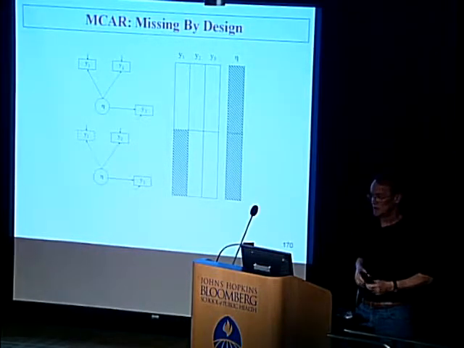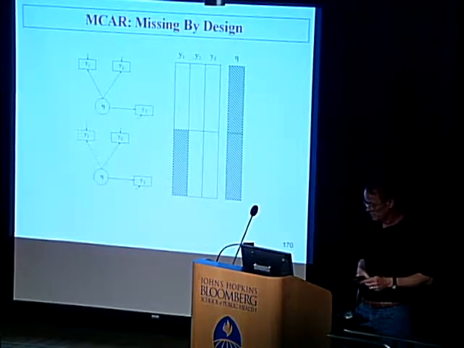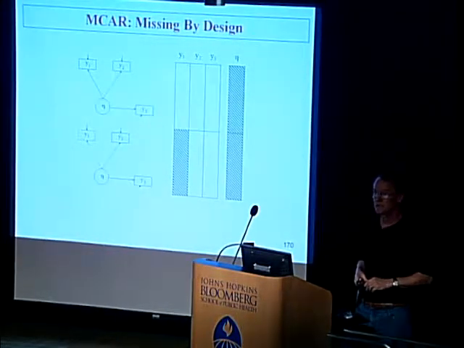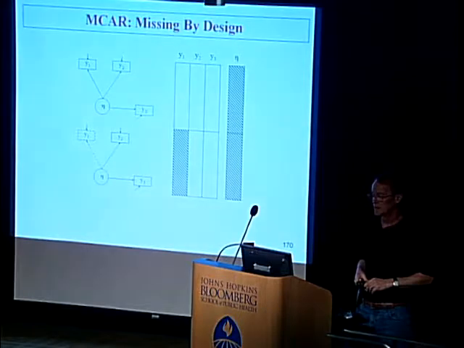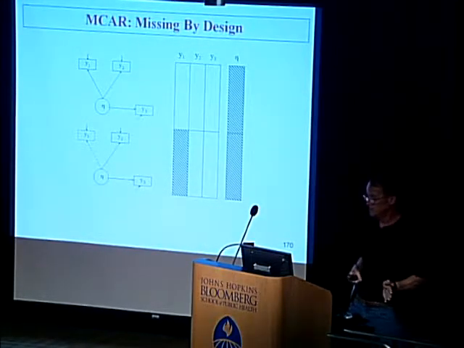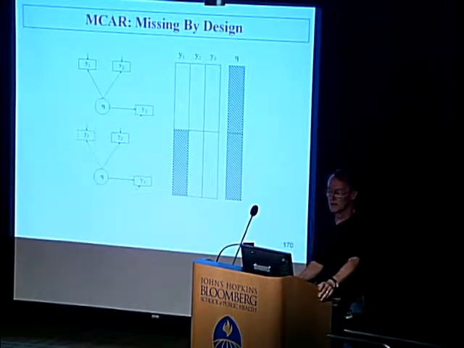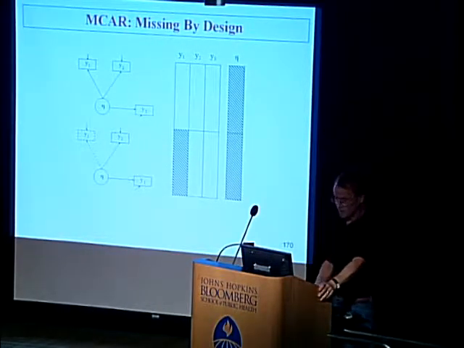And this idea is often used in education where you have so-called matrix sampling, BIB spirals, where different student groups get very different test items to solve. So you have planned missingness.